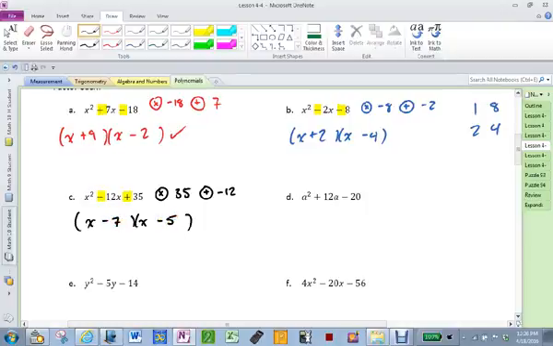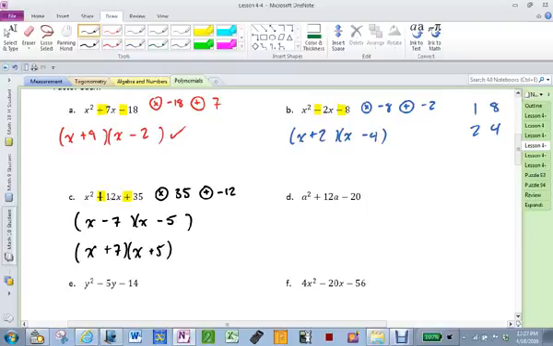Now, look closely. When my constant was negative, what were my signs in my answer? Positive and negative. Different, right? Yeah. My constant is negative. What are my signs? Different. My constant is positive. What are my signs? Negative. The same. What if this guy was positive 12? Then what would they have to be? Plus 7 and plus 5. Because then I would have 7 plus 5 to get positive 12. Everybody cool?